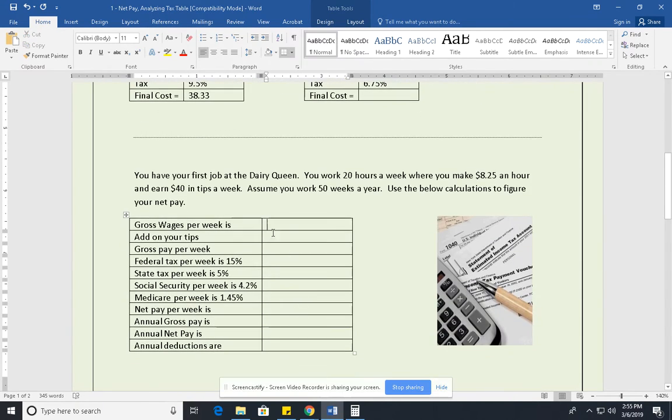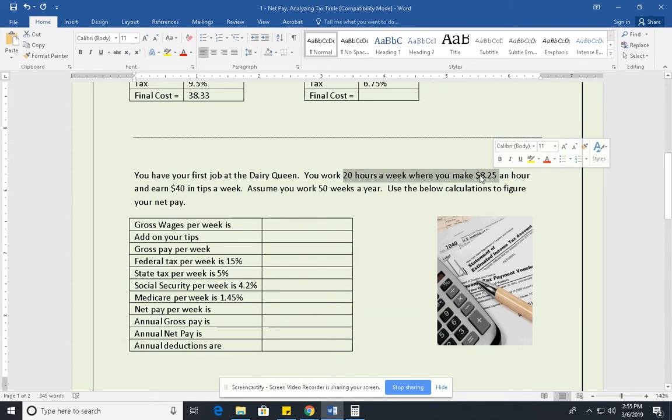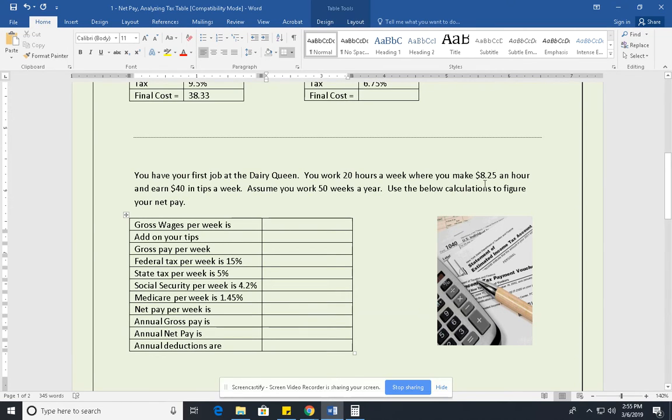Okay, down here. So this person works at Dairy Queen. They work 20 hours a week. That's what they make per hour, 8.25. And then they also have some tips, cash tips from customers. They work 50 weeks a year, so almost the whole year. And you're pretty much going to use this data to figure out how much they're making.